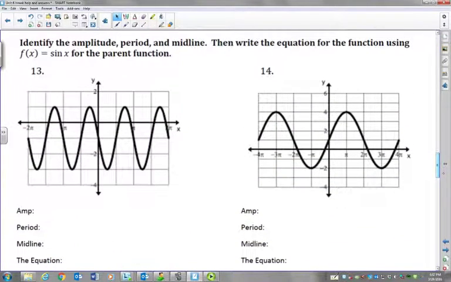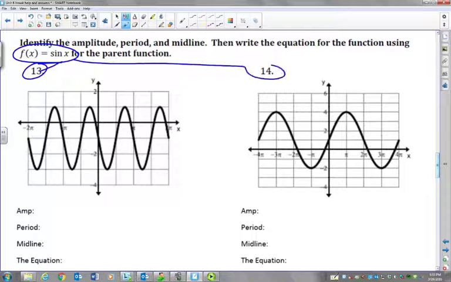Okay, so now identify the amplitude, period, and midline, and then write the equation for the function using sine of x. So that's a key there. First of all, they did tell us that it's sine of x for number 15, and for number 14, parent function sine of x. That's vital to know that, so they got to tell us that.